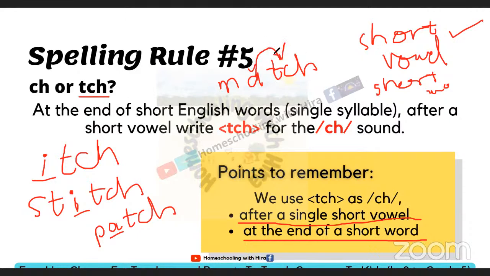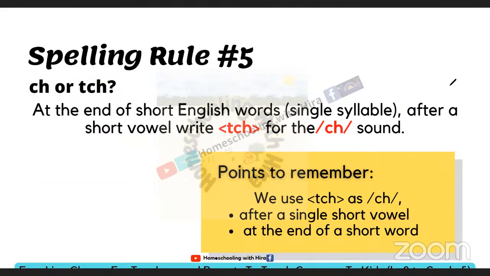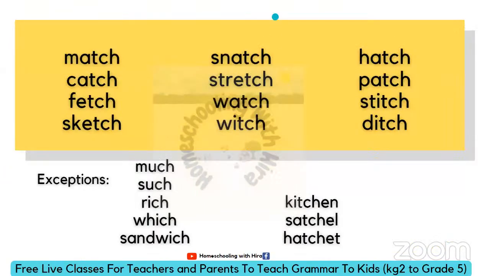Okay? If we don't have a short vowel and the ch sound, write CH. There's another point to remember, that English words never ever begin with TCH. TCH can never come at the beginning of words. If you have the ch sound at the beginning of a word, it will be CH, like in church, like in chips, like in chocolate. Okay? Hope this is clear. Here are some examples and here are some exceptions.